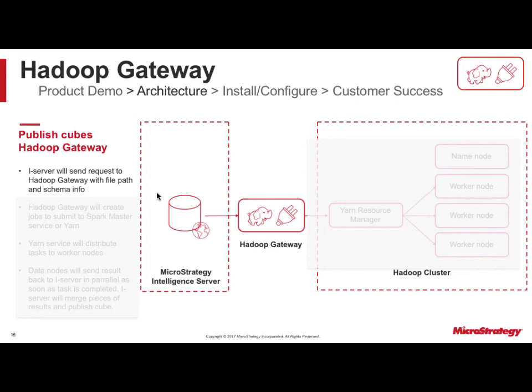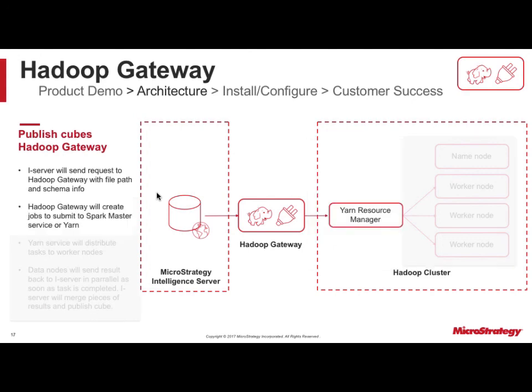And now this is where we get to the fun part. This is where we talk about the cube publication. The first thing that's going to happen during cube publication is that the web server is going to inform the intelligence server, hey, I want to publish a cube. They're going to send a request to the Hadoop gateway with the file path and schema info of the file to be published.